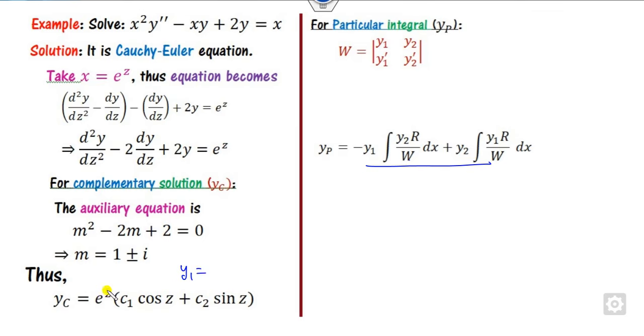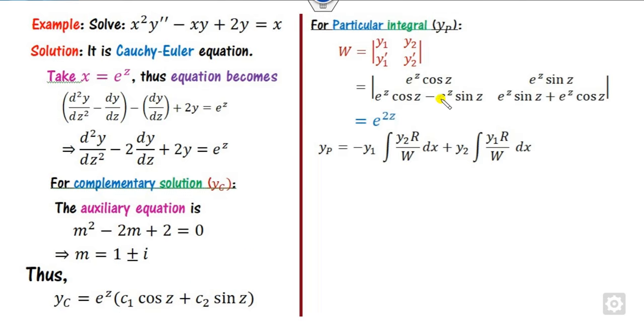So what is y1? If you multiply them, y1 is e raised to power z cos z, and y2 is e raised to power z sine z. You can substitute the values here. You can solve them and you will get this expression. Again, y1 is e raised to power z cos z, and y2 is e raised to power z sine z.